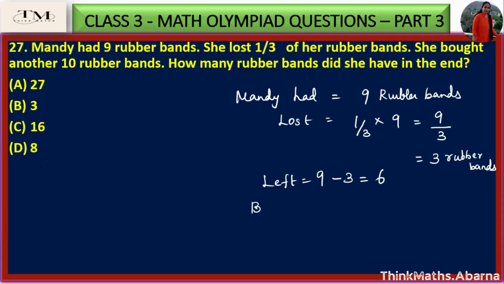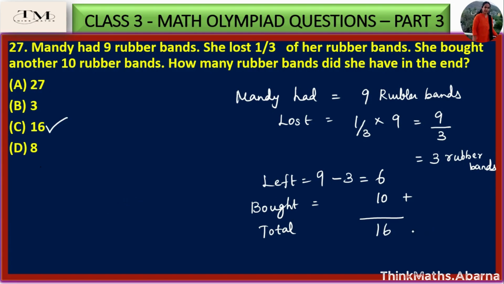Next, how much she bought? She bought another 10 rubber bands. So now in total how much she would have? It is nothing but 10 plus 6. 10 and 6 is 16. So now she will have 16 rubber bands in the end.